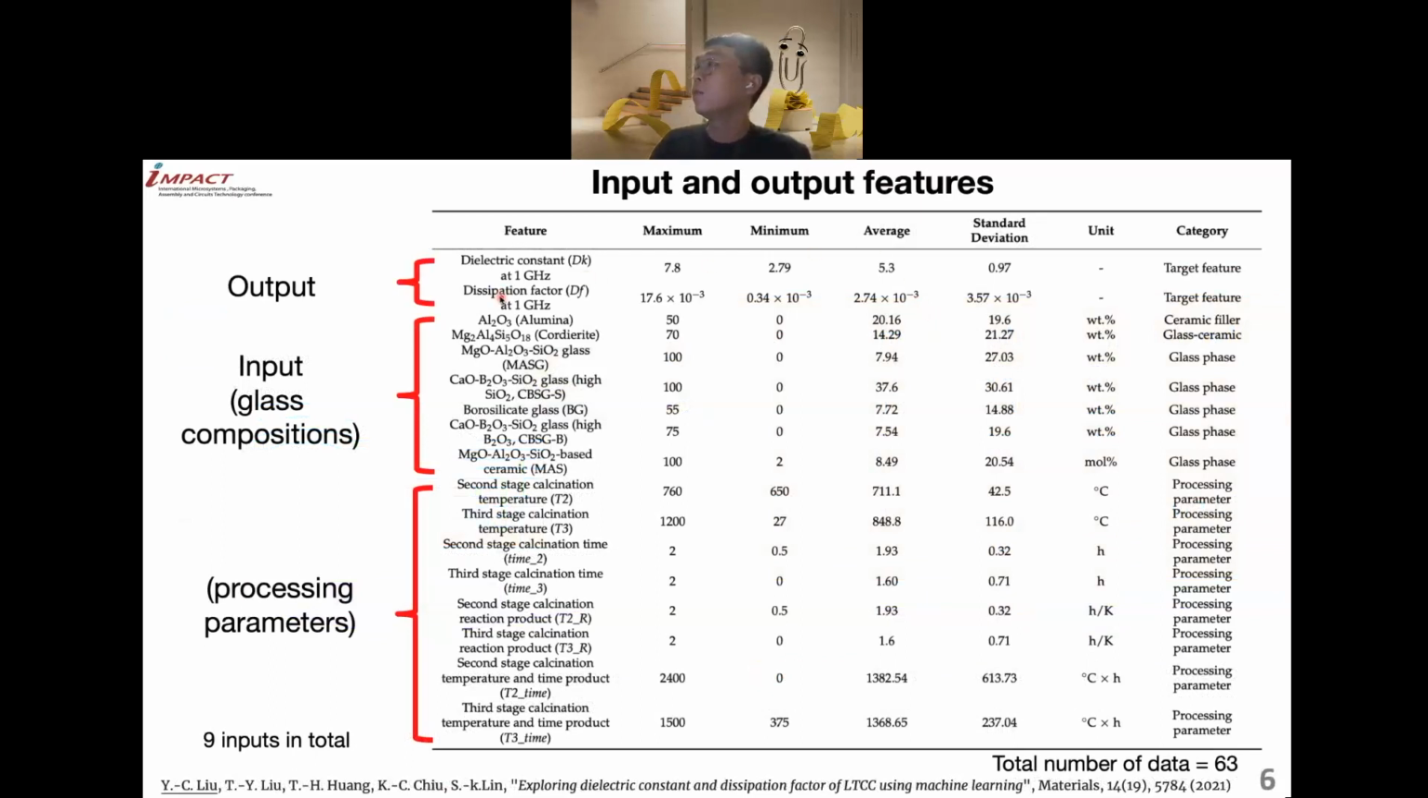In this project, the outputs are, of course, the dielectric constant and the dissipation factor. The input can be characterized into two things. The first is the glass compositions, which you can see here, very complex different kinds of glasses. The second is the processing parameters, which include different calcination temperatures and even calcination times at different stages. So we have a total of 9 inputs, and the total size of the dataset was 63.